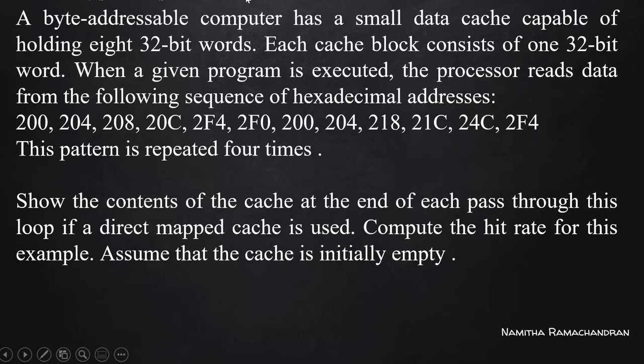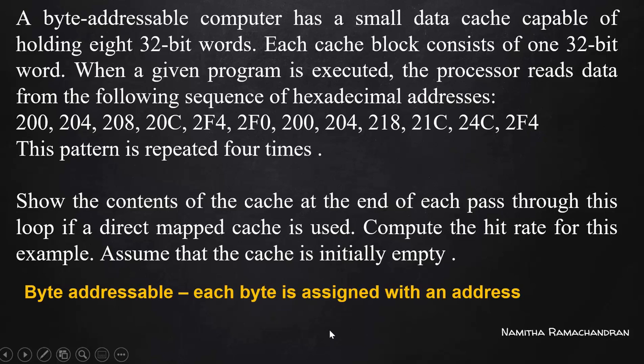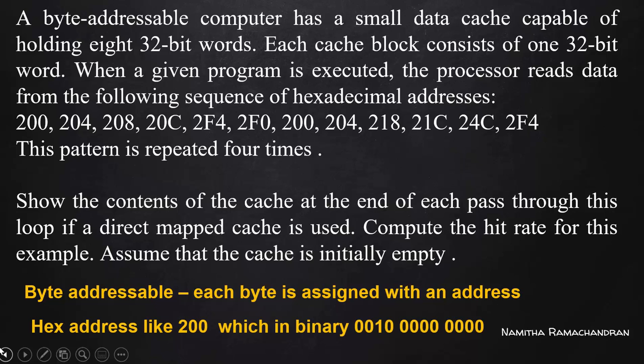Okay, so for solving this, we need to understand some basic points. A byte addressable memory means each of the bytes of the memory is assigned an address. That is why a memory is called byte addressable memory. Next, here the addresses are given in hexadecimal form. So, we can convert this hexadecimal address into its binary equivalent form like this.